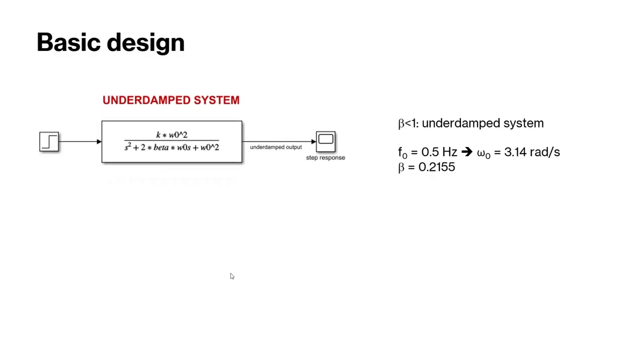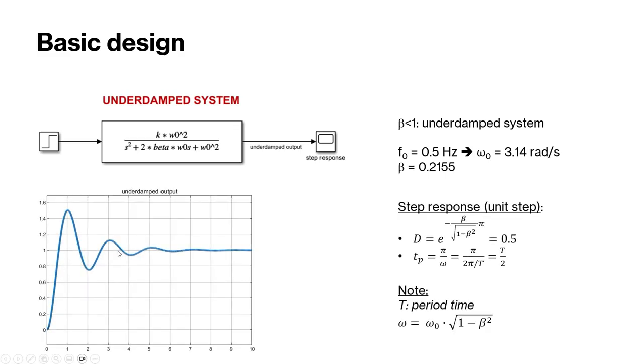Now let's look at this example in which we have an underdamped system with omega 0 equal to 3.14 radians per second, which is equal to a frequency of 0.5 Hertz, and a beta, a relative damping coefficient, of 0.2155. And when we add a step to that system and we look at the output, we see this kind of a response. We have a huge overshoot, and that overshoot can be measured by looking at the maximum value, subtracting from that value the end value and dividing it by the end value.